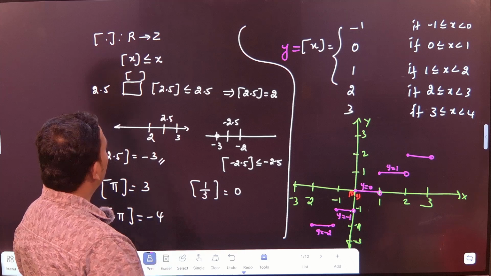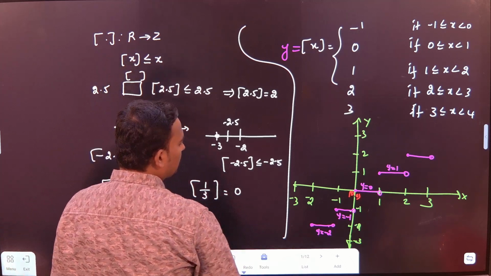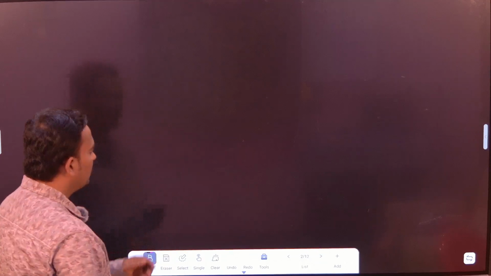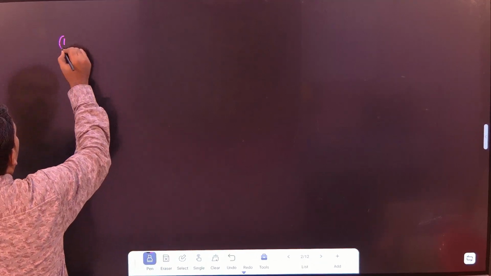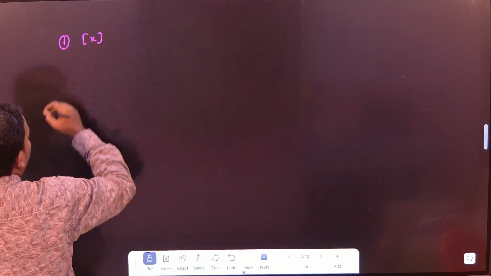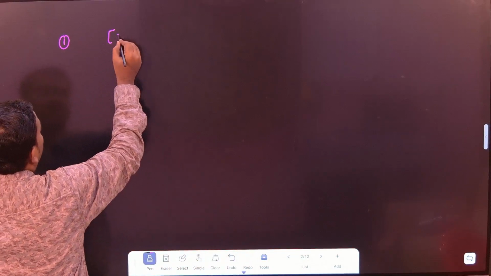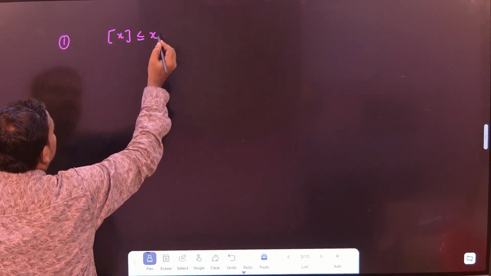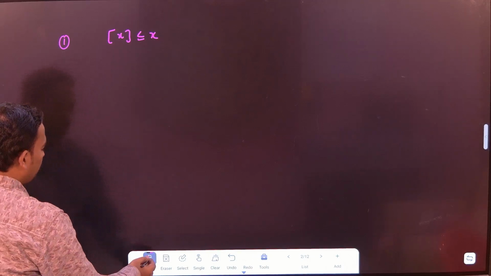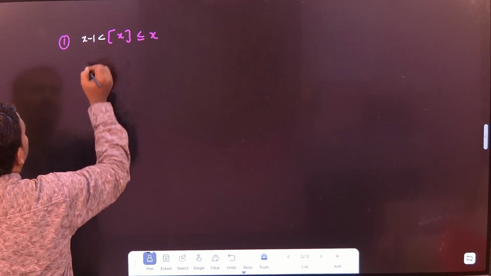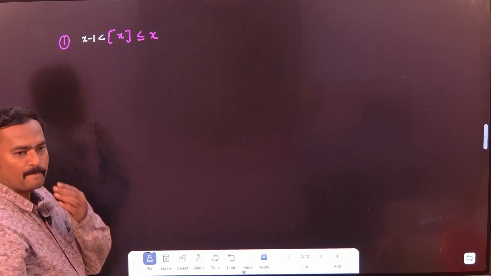Then how to understand these properties? We'll discuss the properties first, right? So the first property: the greatest integer function, by definition, is always less than or equal to x, but it should be more than x minus 1. That is the first thing, right?